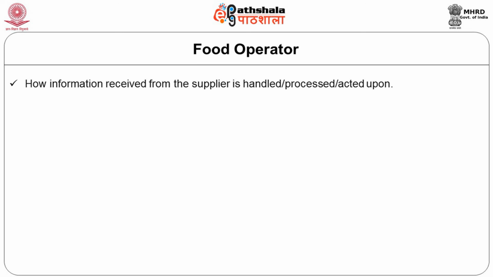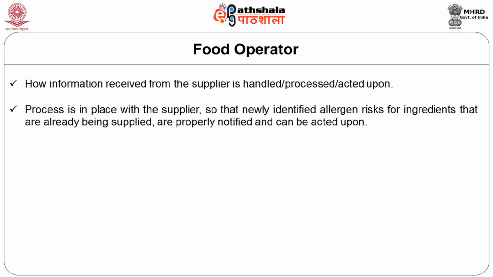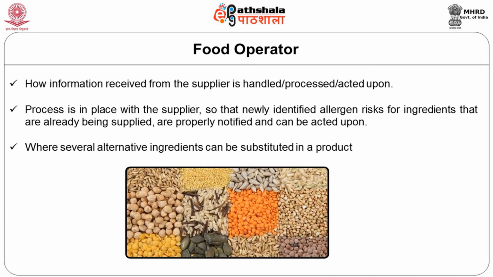Any changes notified by the supplier should be documented, and the newly identified allergen risk for ingredients being supplied should be properly notified and acted upon. When several alternative ingredients can be substituted in a product, for example an alternative seasoning or raising agent that carries a particular ingredient, it may need to be purchased from different suppliers. The food operator needs to ascertain the impact of these allergenic statuses on the resulting products as well.